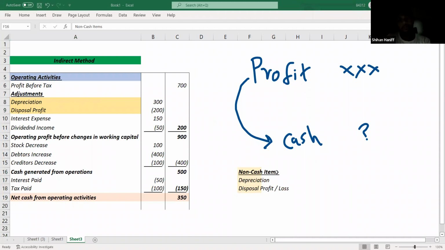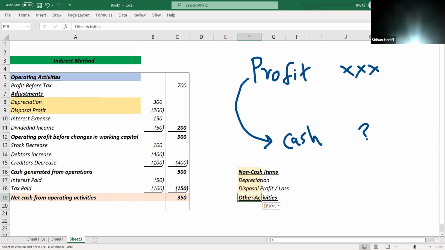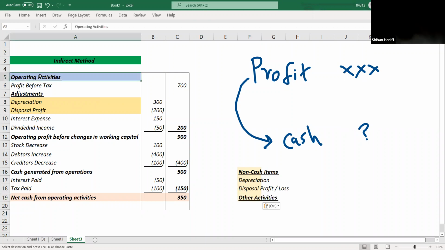Number two, we need to adjust for the other activities, right? Because here we are going to find out the cash flow from operating activities. Cash flow from operating activities.